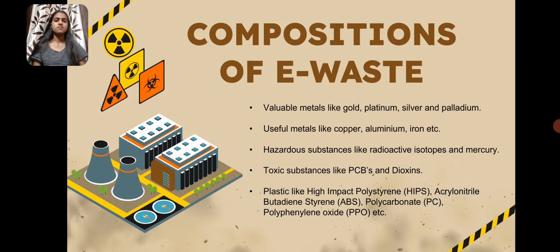Compositions of e-waste. Valuable metals like gold, platinum, silver, palladium. Useful metals like copper, aluminium, iron, etc. Hazardous substances like radioactive isotopes and mercury. Toxic substances like PCBs and dioxins. Plastics like high impact polystyrene, acrylonitrile, butadiene, styrene, polycarbonate, polyphenylene oxide, etc. All these are compositions of e-waste.